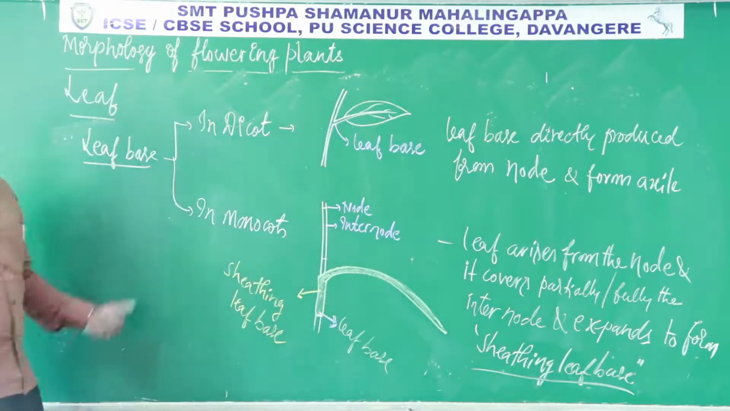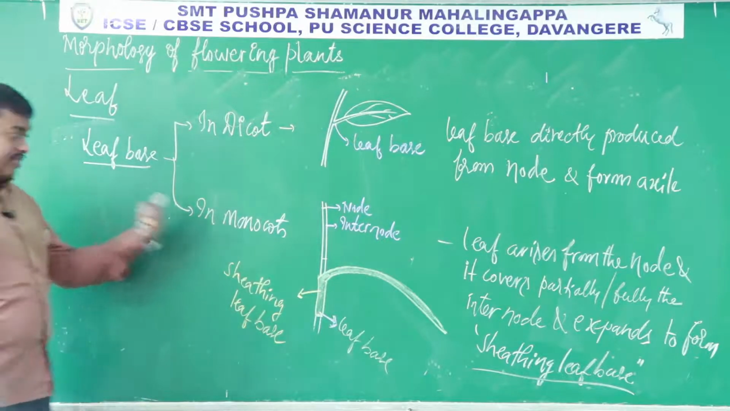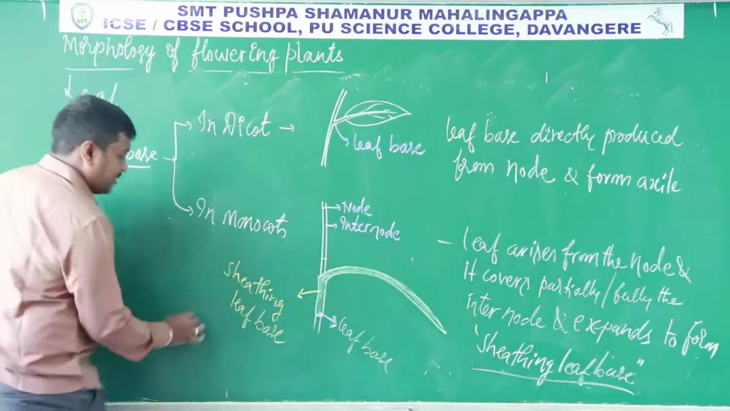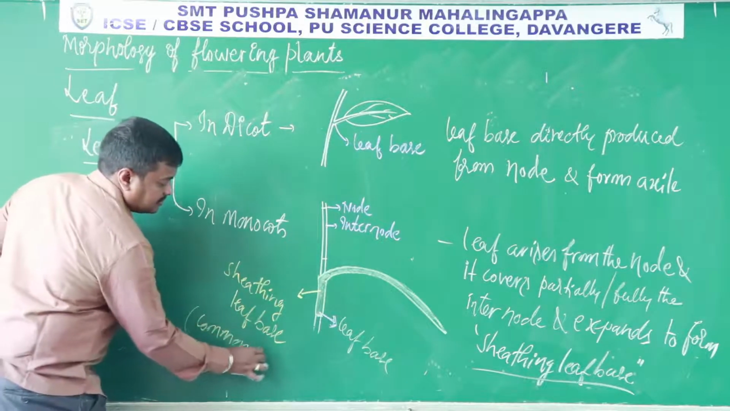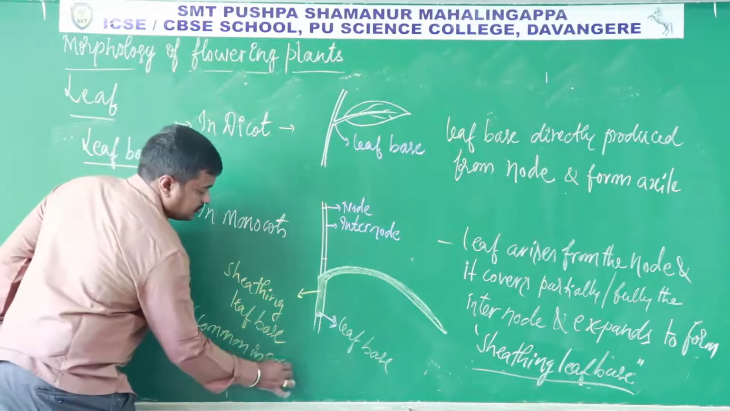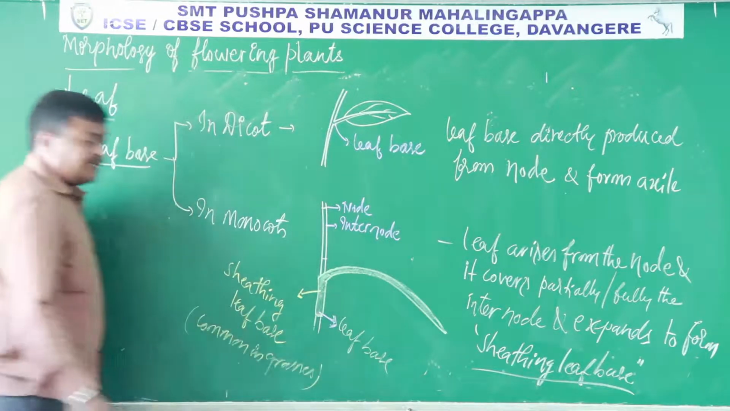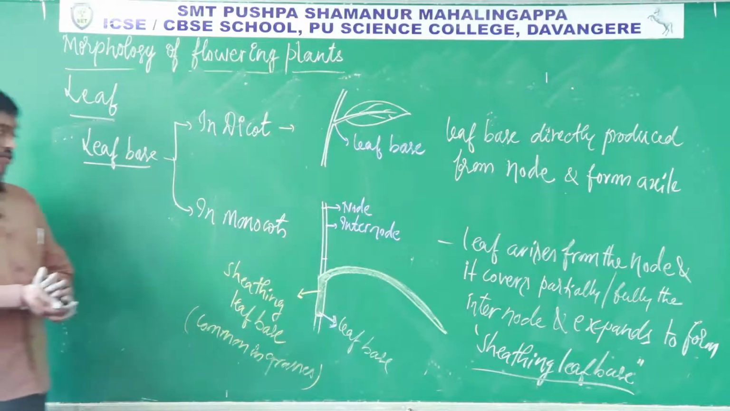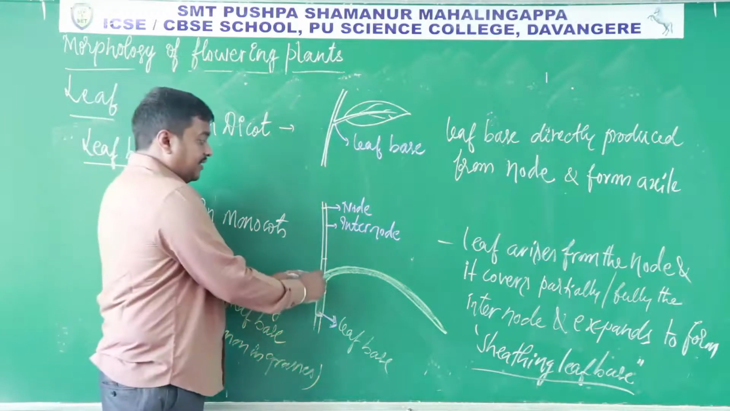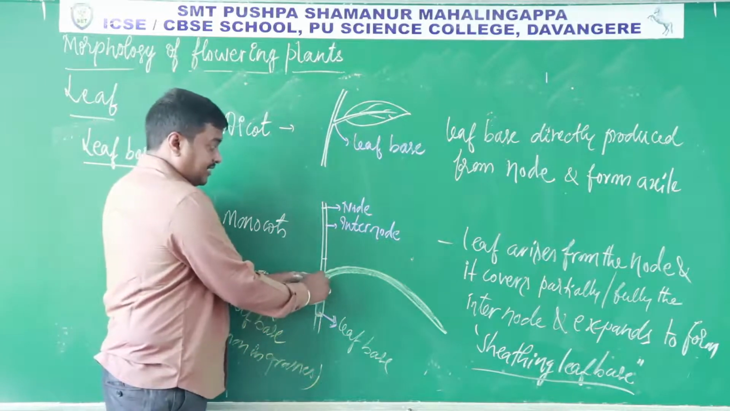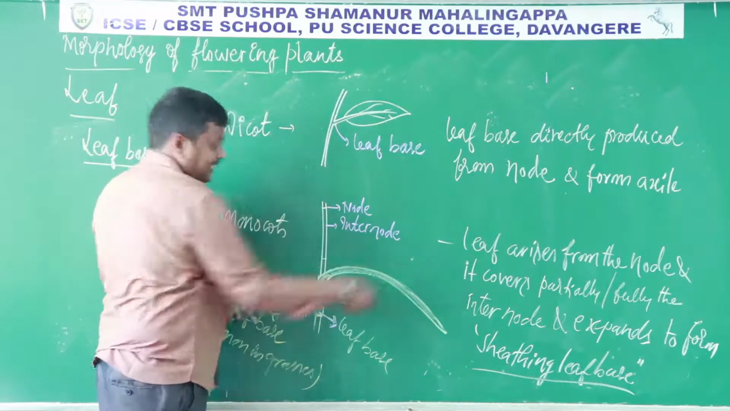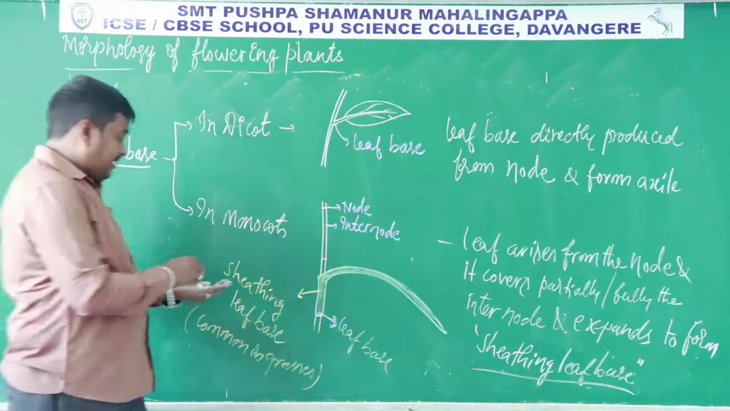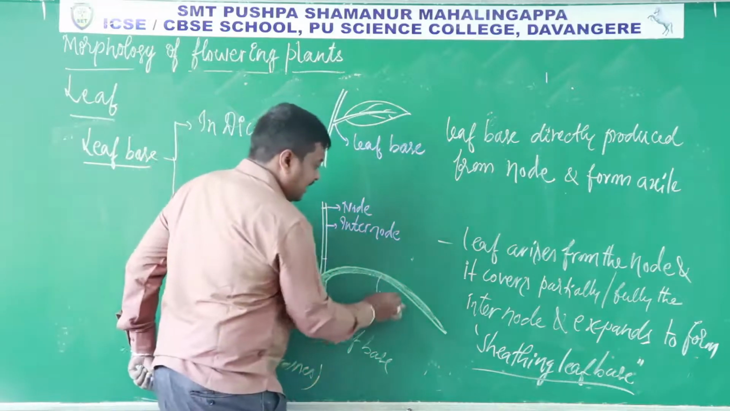Okay, so this sheathing leaf base is commonly observed in monocot. Okay, sheathing leaf base common in grasses. ಓಕೆ, ಸೊ ಯಾವುದೇ ಗ್ರಾಸನ್ನು ತೊಗೊಂಡ್ರೆ ನೀವು, ನಮಗದು ಲೀಫ್ ಇಲ್ಲಿಂದ ಪ್ರೊಡ್ಯೂಸ್ ಆಗಿದೆ ಅಂತ ಅನಿಸುತ್ತೆ, ಆದರೆ ಅದು ಆ ಇಂಟರ್ನೋಡನ್ನು ಕವರ್ ಮಾಡ್ಕೊಂಡು ಆಮೇಲೆ ಎಕ್ಸ್ಪ್ಯಾಂಡ್ ಆಗಿರುತ್ತೆ. ಓಕೆ, ಸೊ ದಿಸ್ ಇಸ್ ಅ ಲೀಫ್ ಬೇಸ್ ಆ್ಯಂಡ್ ದಿಸ್ ಈಸ್ ದ ಆ್ಯಕ್ಚುಯಲ್ ಲೀಫ್.